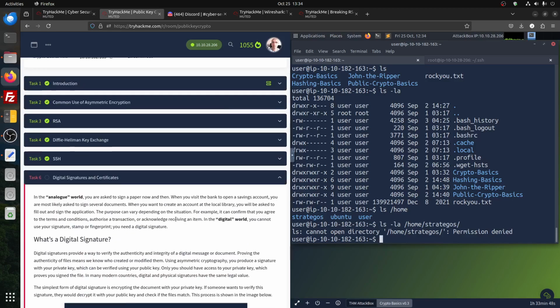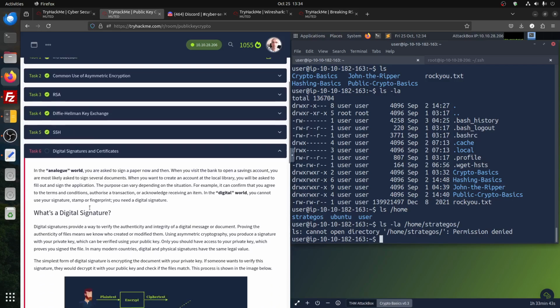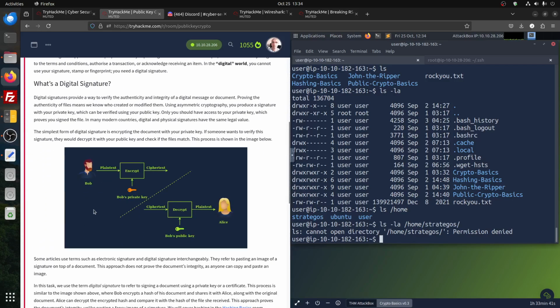What we have here: digital signature and certificate. Analogously, they do the same things. What is a digital signature? This is usually for emails, using a private key and public key. A digital signature provides a way to verify the authenticity and integrity of a digital message or document, proving the authenticity of the file, meaning we know who created and modified it. And if you follow CompTIA, they call it non-repudiation: you can't deny that you sent it.